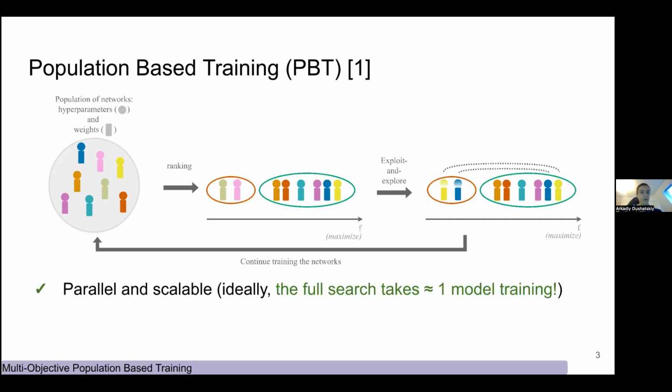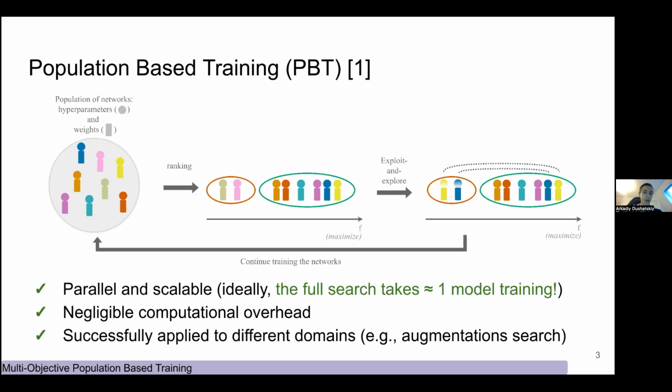So why is it good? First of all, it's parallel and scalable. So ideally, without bottlenecks, the full search takes just one model training, simply because we can train the whole population in parallel. And also the computational overhead is super small, because these ranking, exploit, and explore operations are computationally cheap. And it was shown that it can be successfully applied in different domains. And one of the main applications was shown to be augmentation search in image classification tasks.